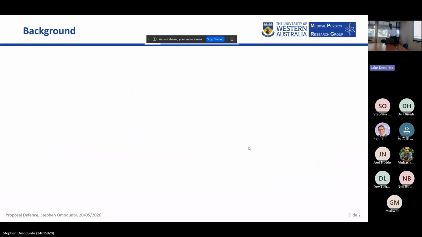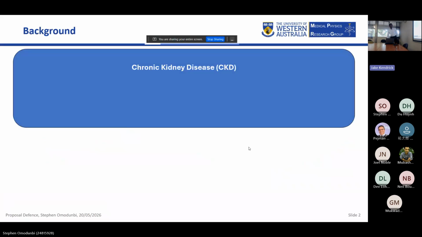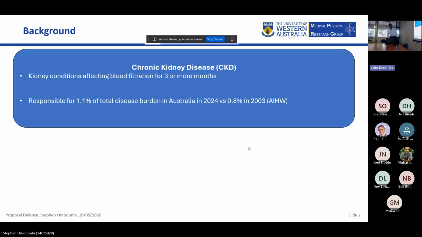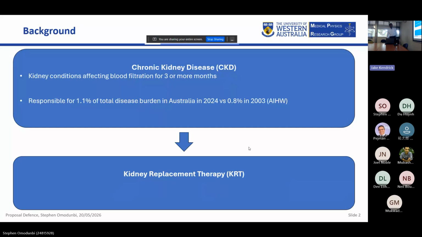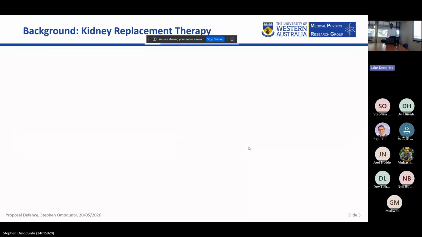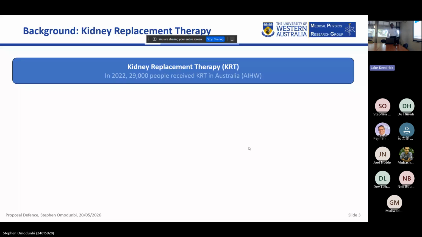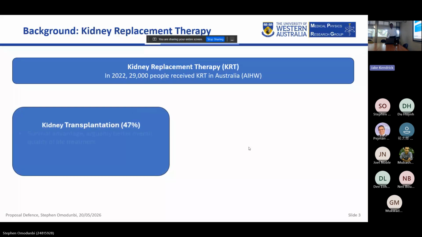So just starting off with a little bit of background for the patients we're going to be looking at. These patients are going to be affected by chronic kidney disease, which is a disease that affects the kidney's function and currently makes up 1.1% of the total disease burden in Australia, at least as of 2024. Patients who suffer from this and have worsened kidney function up to a certain point that reaches kidney failure, where their kidneys are inadequate to be able to filter their blood, will require kidney replacement therapy. So kidney replacement therapy has two main modalities, which is either dialysis or kidney transplantation.